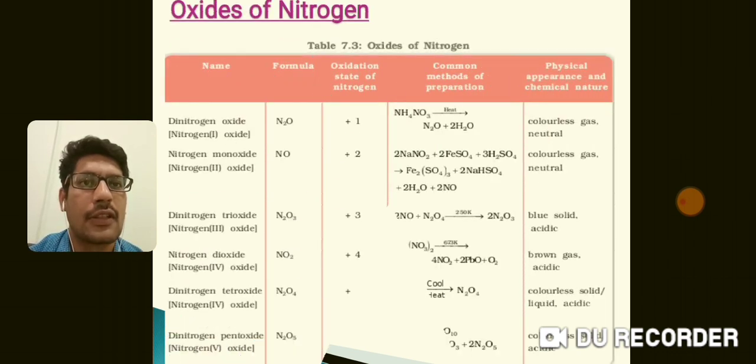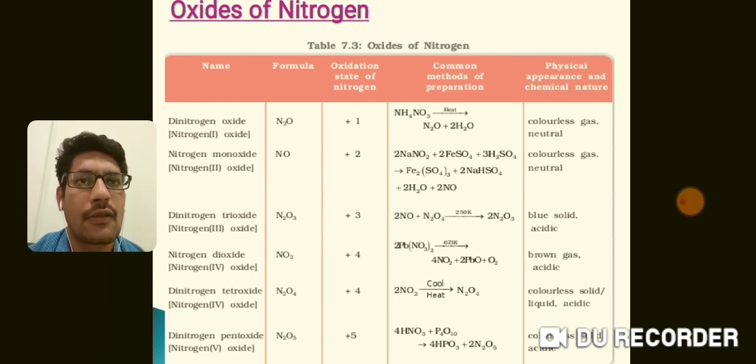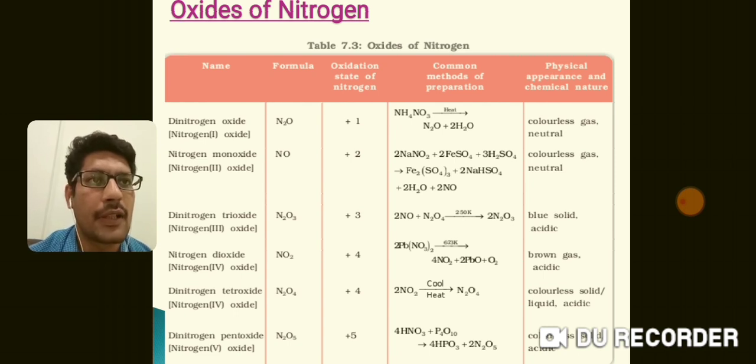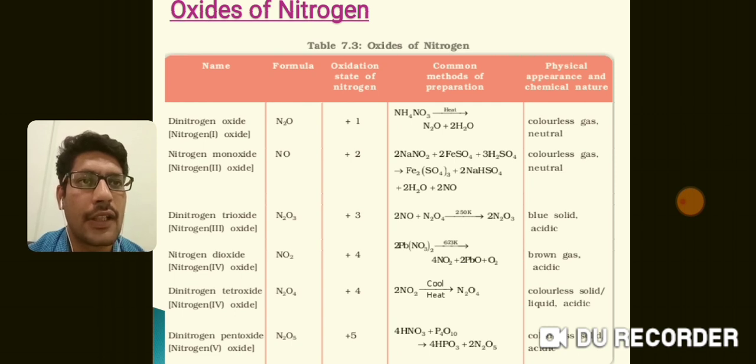Oxides of nitrogen. This is the chart of all the oxides of nitrogen, that is dinitrogen oxide N2O, nitrogen monoxide NO, dinitrogen trioxide N2O3, nitrogen dioxide NO2, dinitrogen tetroxide N2O4 and dinitrogen pentoxide N2O5, and their respective oxidation states, common methods of preparation, physical appearance and chemical nature are given. All these things are given in this table of oxides of nitrogen.